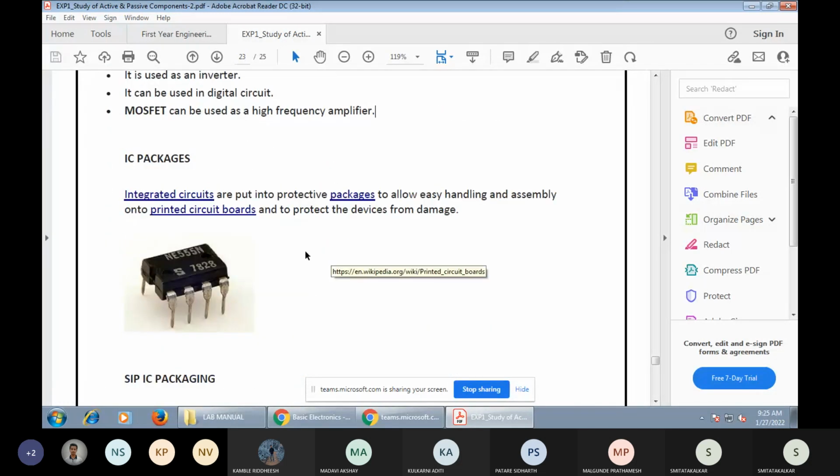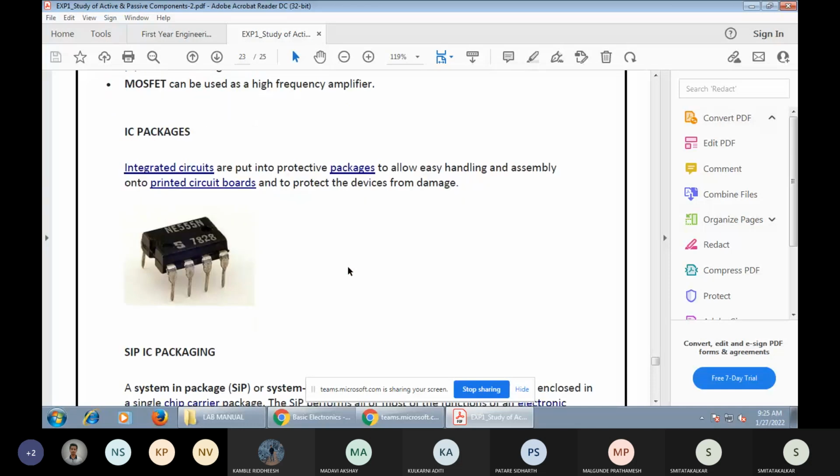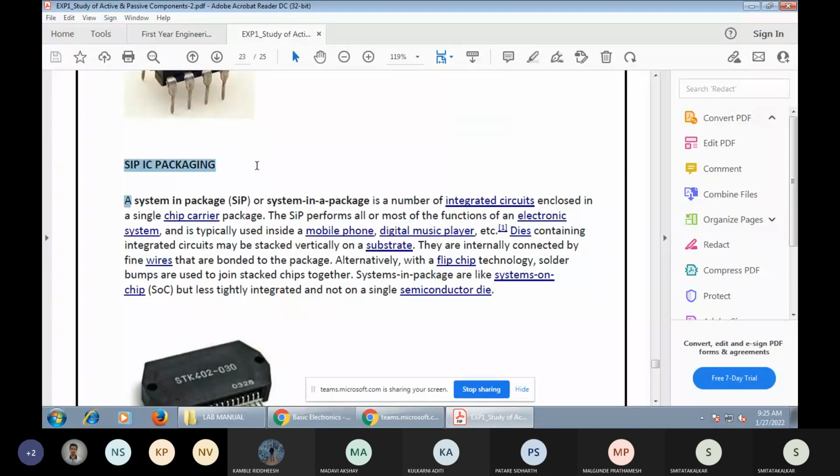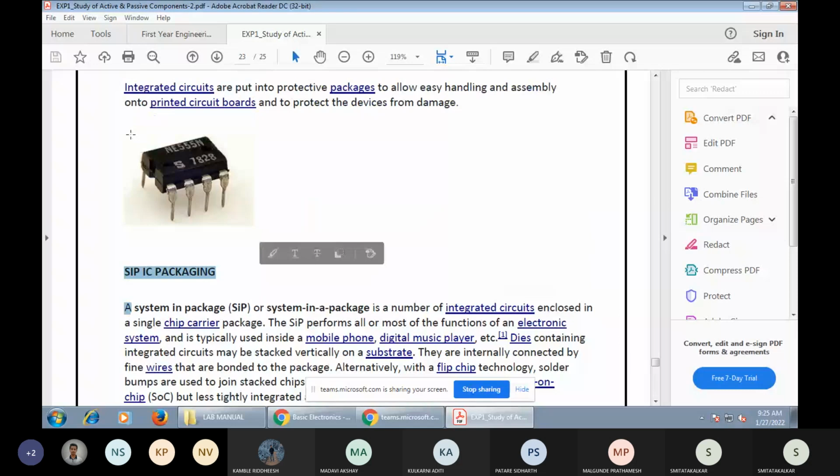Then this is the IC. You can see the 555 timer IC for printed circuit board PCB designing. It is an 8-pin IC. The left side has 4 pins and the right side has 4 pins. Integrated circuit packages: IC means integrated circuit packages. Here the single pin IC, the single in-line package, SIP, single input package.